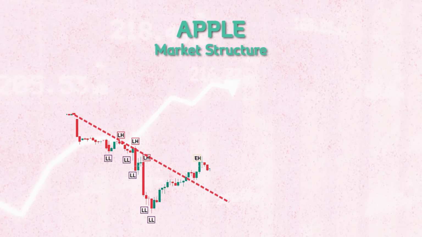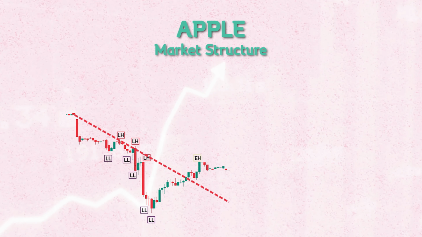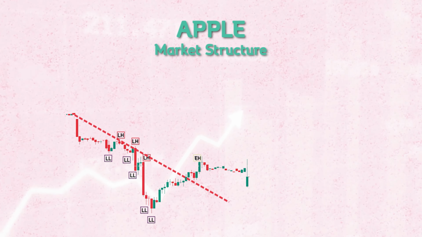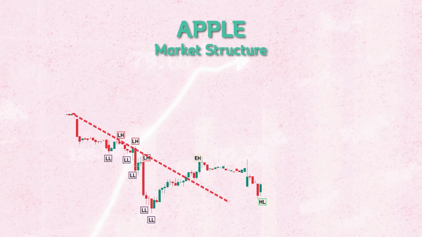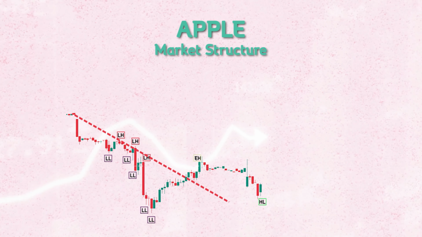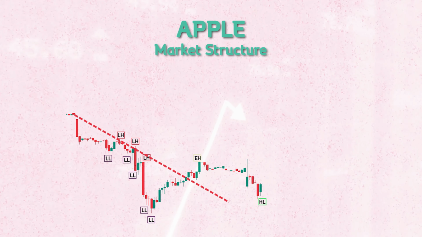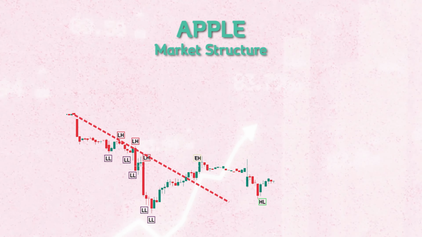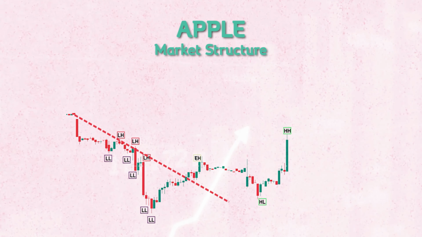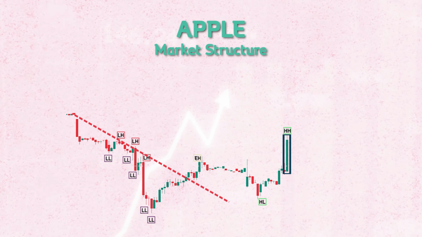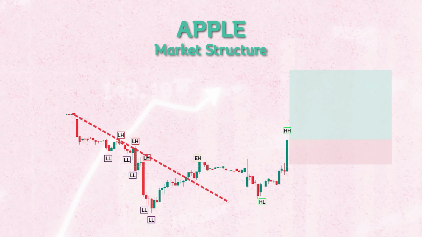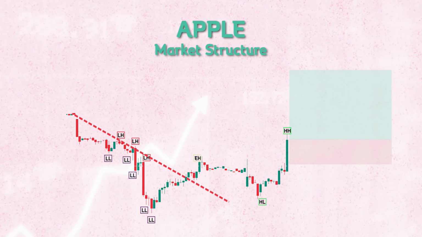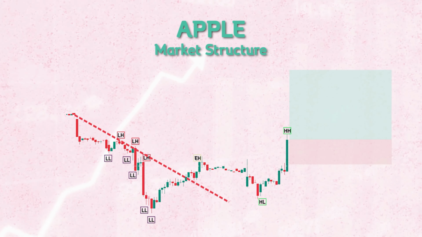If price was making lower highs and lower lows before, then a break of structure occurs when price makes higher highs and higher lows. 12 hours after our equal high, we record a higher low. 3 hours after that, we record a higher high. Not only that, but it's a huge bullish momentum candle. It's time to enter. Our take profit target is the next area of resistance.